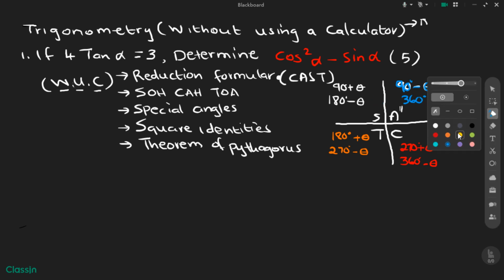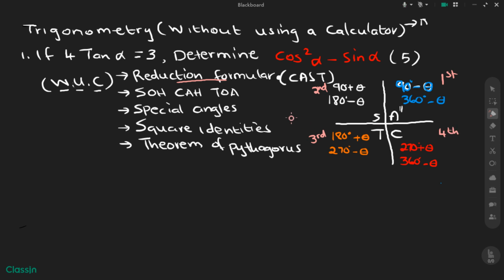So it means that each and every quadrant that you have can use the reduction formula. This is our first quadrant, second quadrant, third quadrant, and our fourth quadrant. So these four quadrants are the reduction formula.